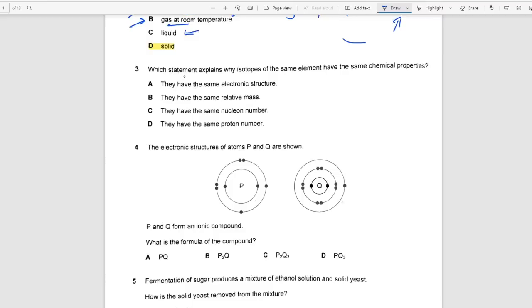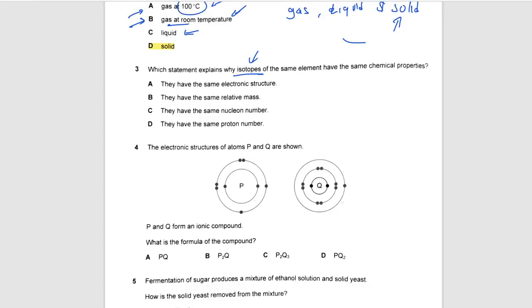Question 3 says, which statement explains why isotopes of the same element have the same chemical properties? What is an isotope? An isotope is basically an element with the same number of protons, a different mass number, or a different number of neutrons. And we know for an isotope, they have the same chemical properties, and the reason to this is because of the electrons, because they have the same number of electrons in the outermost shell. So anything related to electrons would be correct.